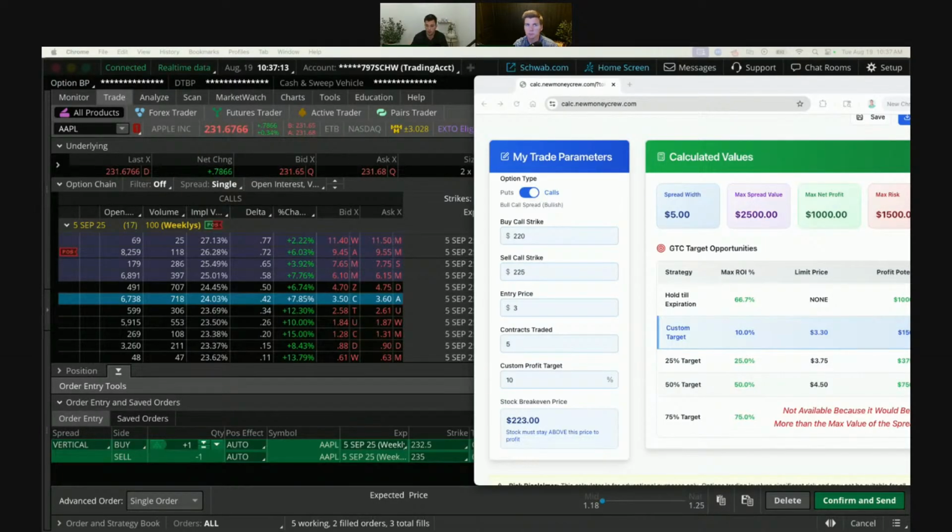And again, make sure to use a limit order. Apple's got a really tight spread, so it's not as big of an issue. But definitely whenever you're trading spreads, use a limit order. It's at 115 now, even better.